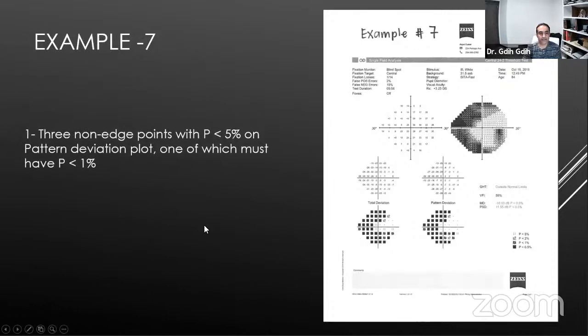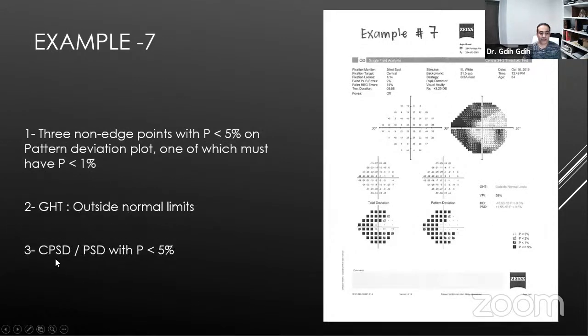Let's look at the criteria. Do we have 3 points? Yes, we do. Do we have GHT outside normal limits? Yes, we do. How about CPSD or PSD? It is less than 0.5%. Then we have check marks for all. It is glaucoma, and we call this double arc width. If you look at this patient, you may find a superior notch and inferior notch. So the optic nerve is vertically elongated. The cup is vertically elongated.